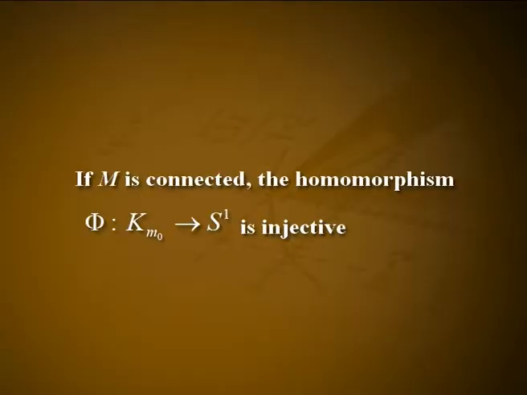Moreover, since d of k1 composite k2 is equal to dk1 composite dk2, the map phi from K_m0 to S1 defined by k goes to dk at m0 is a homomorphism. Now, let us see a lemma on this homomorphism. Lemma: if M is connected, the homomorphism phi from K_m0 to S1 is injective.